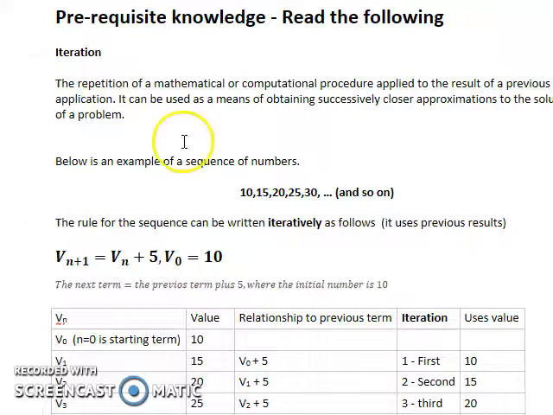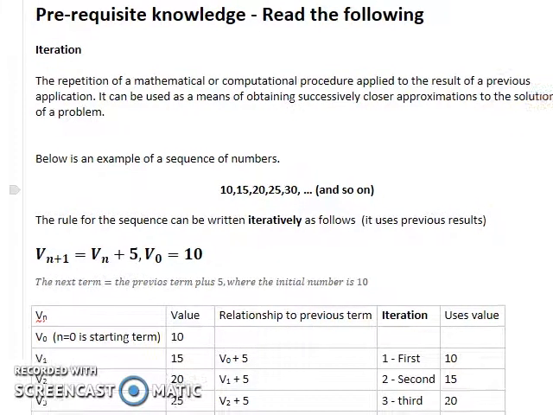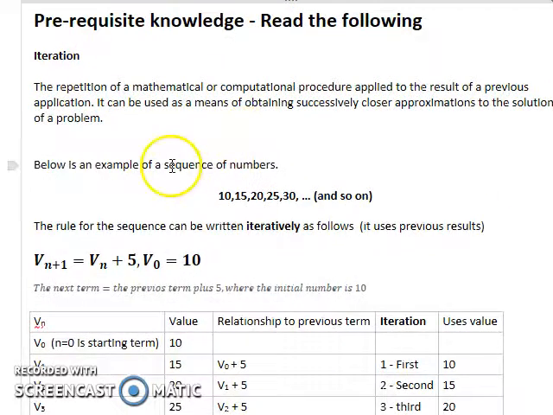So an iteration is the repetition of a mathematical or computational procedure, and it uses previous results to get to the next answer. So for example, this is a sequence of numbers: 10, 15, 20, 25, 30. It continues by going up by 5. Now we can write that as the next term is the previous term plus 5.